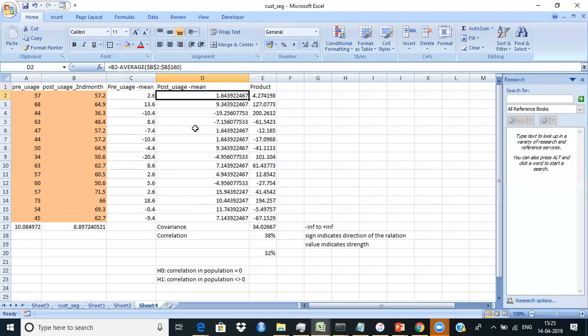Actually, somebody has asked in the classroom. I was just looking at the values where the pre-usage is negative in column C and D, as well as the post-usage is negative. Suppose row number 4, minus 10.4 and minus 19, right? So this means after the campaign, the users have decreased even more, right? In this case.